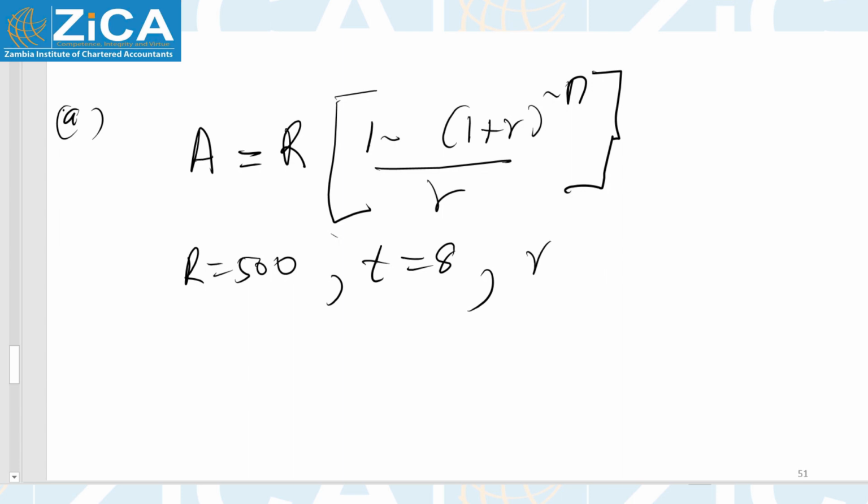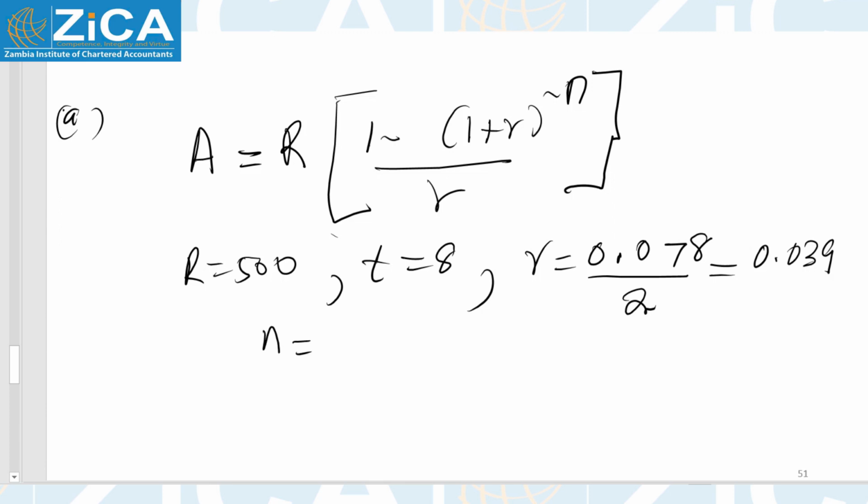Your interest rate is given as 0.078. But if you read it through, this amount is being compounded semi-annually. It is coming in after 6 months. So you divide this by what? By 2. And if you divide that by 2, it will be 0.039. And don't forget the total number of periods. Your N will now become 8 times 2.